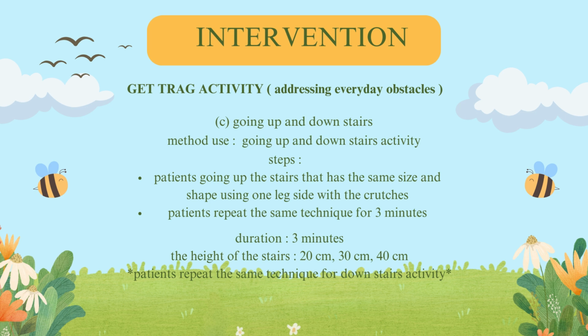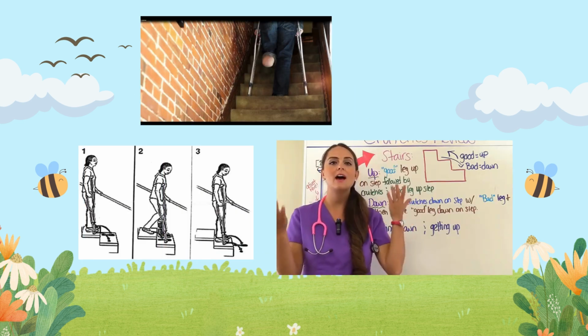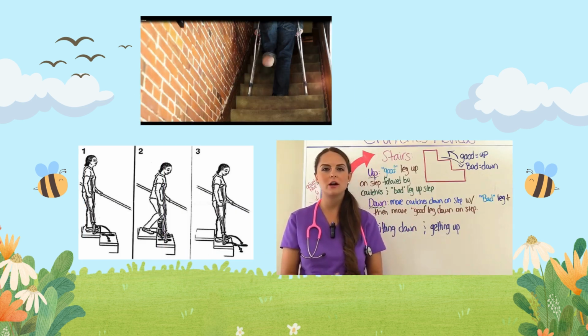Last but not least, the gait training activity that addresses everyday obstacles. We choose the going up and down stairs activity. The method used is going up and down stairs. The steps are given to the patients. The duration is 3 minutes. The heights of the stairs are 20 centimeters, 30 centimeters, and 40 centimeters. Patients repeat the same technique for the downstairs activity. Navigate up and down the stairs while using crutches.